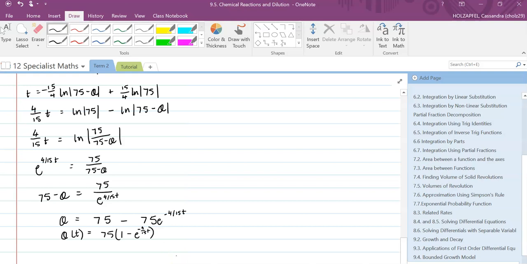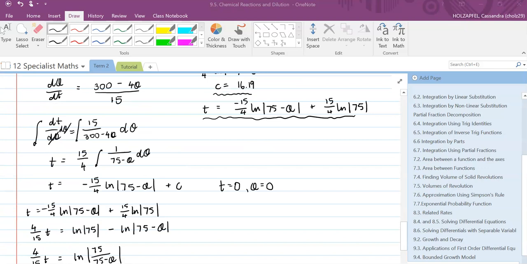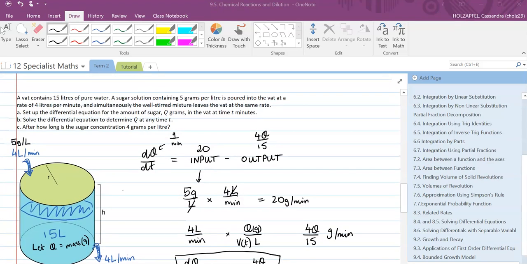Really what I want to focus on for this video is that whole process of finding the input rate versus the output rate. If you want a little bit more detailed information about rearranging, then I can do a separate video for that. Now that we have this value for Q, we can answer our last question. Me just scrolling up here. Our last question was, after how long is the sugar concentration 4 grams per litre?